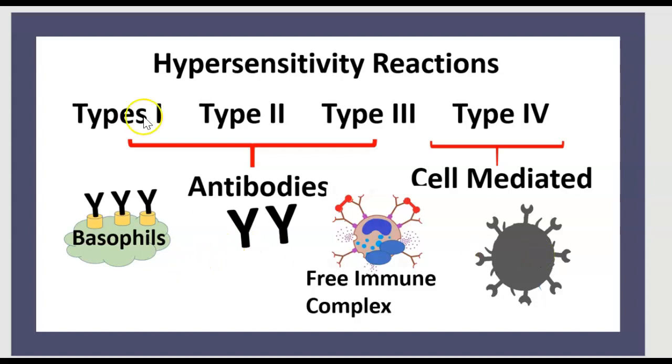I repeat, type 1, antibody are fixed to basophil. Type 2, antibody are free. Type 3, antibody are free as immune complex. And type 4, there is no antibody, only cell-mediated.